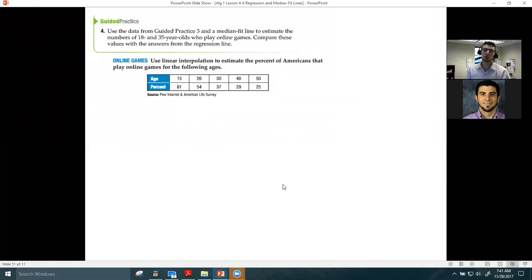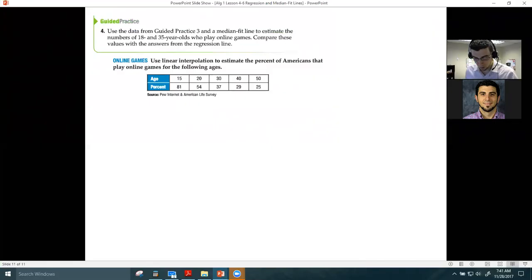Okay, so use the data from guided practice number 3. I copied it here for you to estimate the number of 18 and 35-year-olds who play online games. Compare these values with the answer from the regression line. So go ahead and enter this and hit play when you're ready.